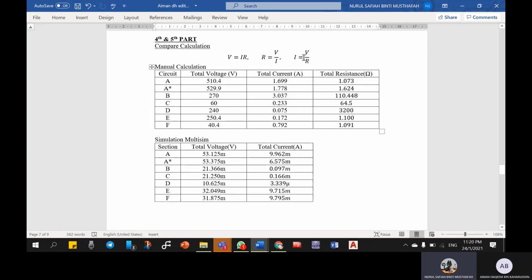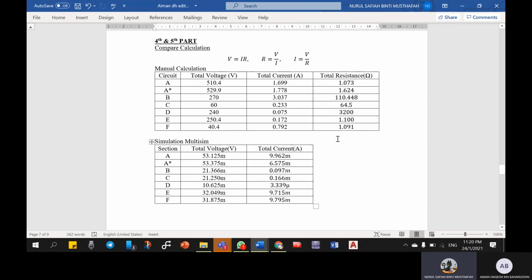Using the formula above, and through the simulation in Multisim, the results were a bit different from the manual, because the value was in milli unit, and one of the currents is in micro unit, which concludes that our manual and simulation calculations are a bit different.